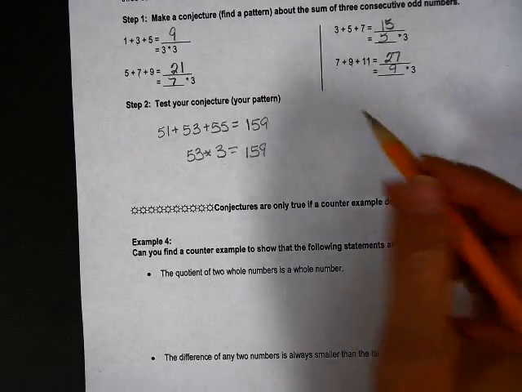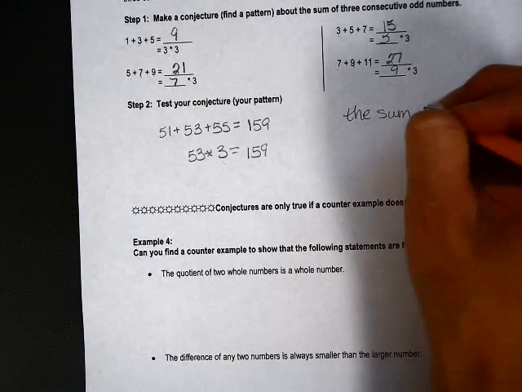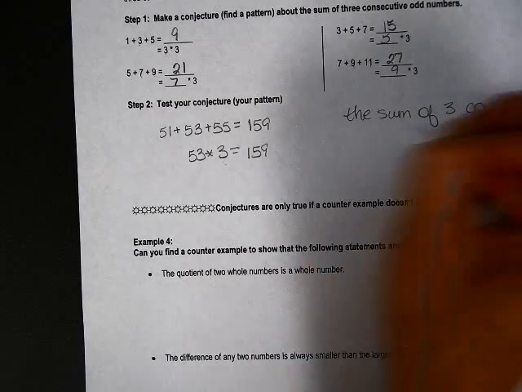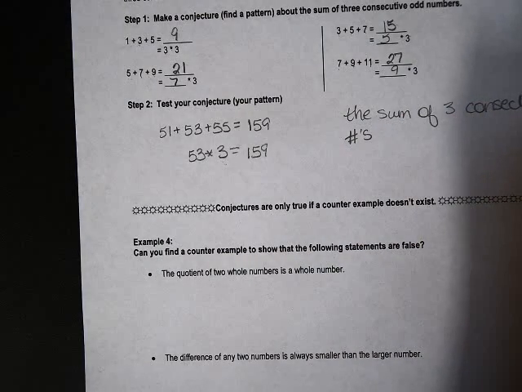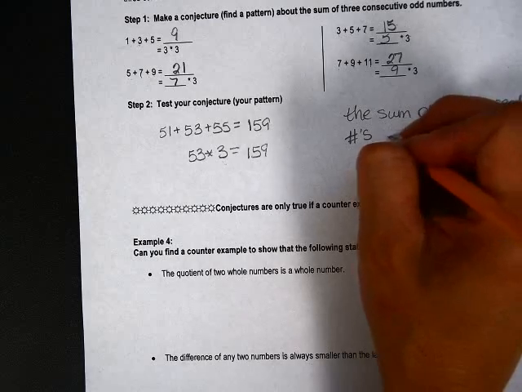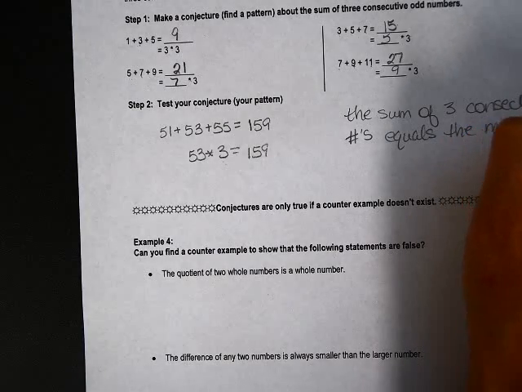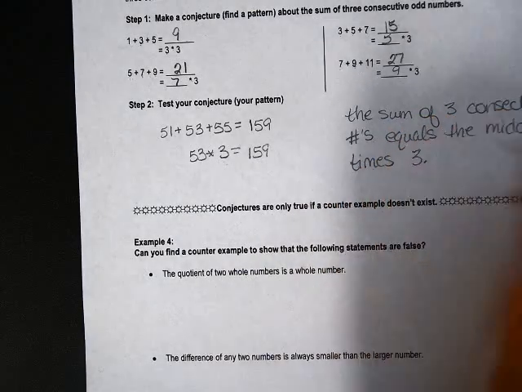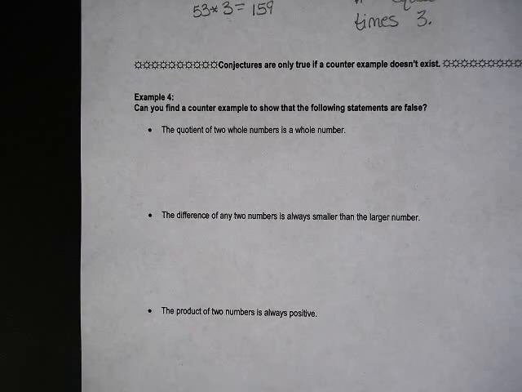All right. So what we're going to say here to make our statement, make our conjecture, is the sum of 3 consecutive numbers, and we should say odd numbers, equals the middle number times 3.